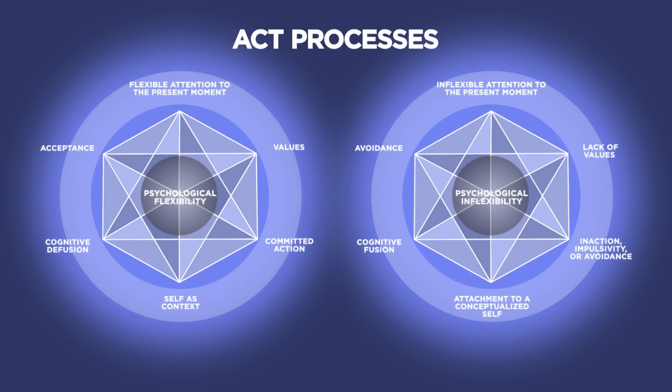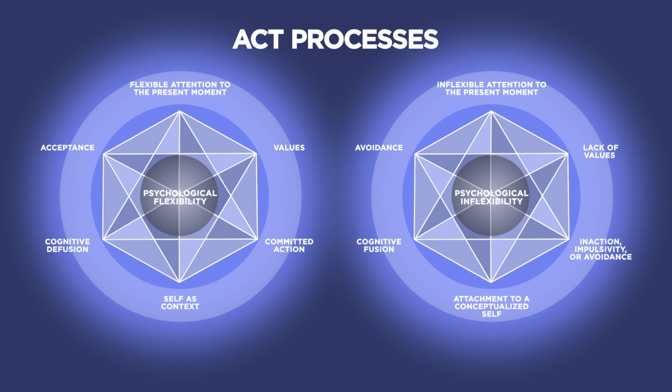ACT engages 6 major processes, which are acceptance, which can be contrasted with avoidance; cognitive diffusion, which can be contrasted with fusing to one's thoughts; flexible attention to the present moment, which can be contrasted with inflexible attention; experiencing self as context, which can be contrasted with being attached to a conceptualized sense of self; values, which can be contrasted with lacking chosen values; and committed action, which can be contrasted with inaction, impulsivity, or avoidance.